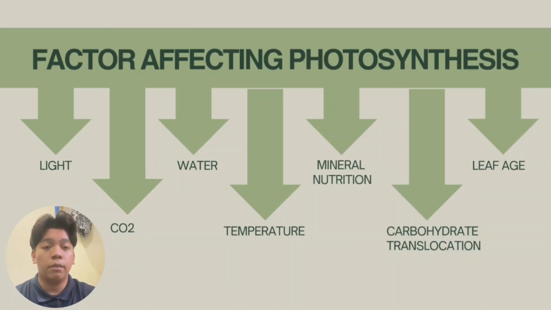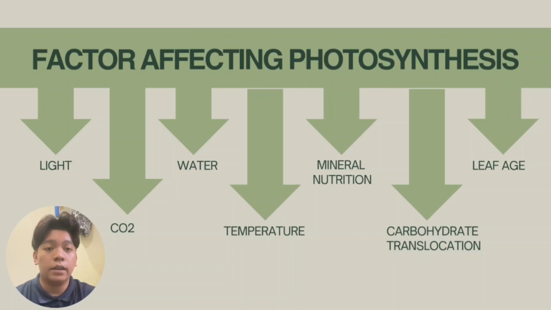Number 2 is carbon dioxide. As you can know, the higher the carbon dioxide concentration, the higher the rate of photosynthesis. Number 3 is temperature. Temperature is important because it can also affect enzyme activity during photosynthesis. Number 4 is water. Water is important because it is one of the raw materials in the photosynthesis process. Number 5 is mineral. Minerals are nutrients that help plants to maintain healthy growth and chlorophyll production.